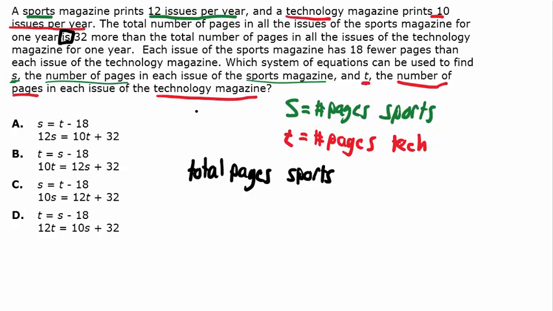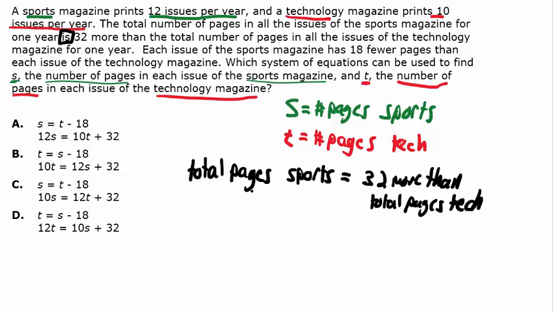In math, if you're writing an equation from a word problem, "is" usually means equal to. So they're going to tell us the total pages of the sports, that means is equal to 32 more than the total number of pages in all the tech magazines. So, 32 more than total pages of tech magazine.